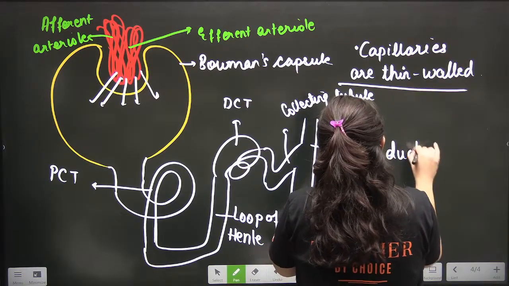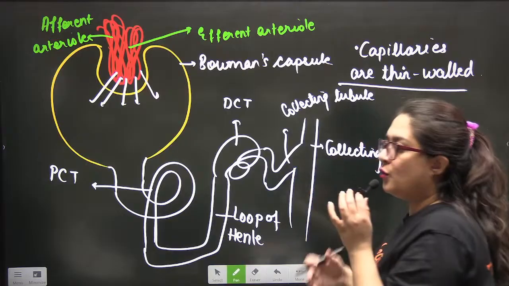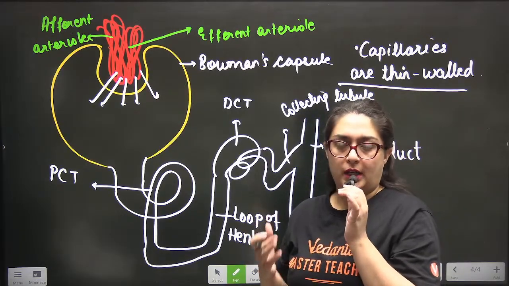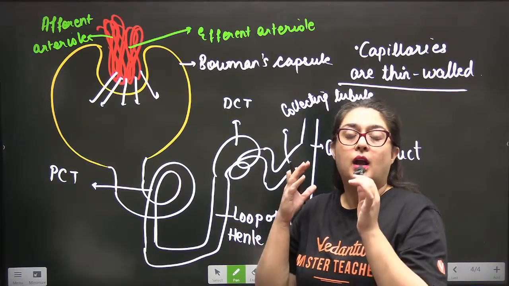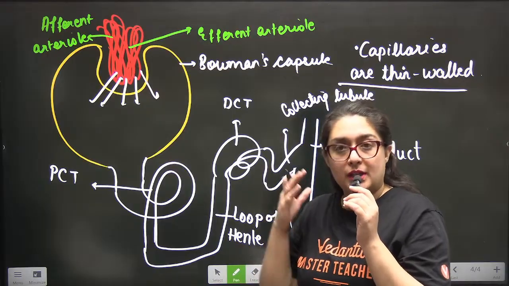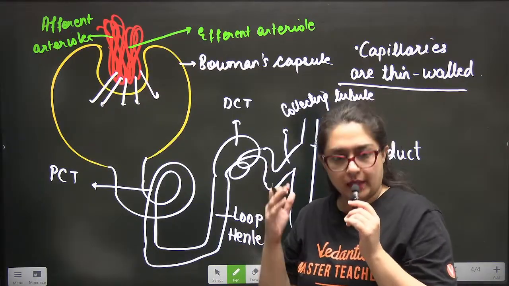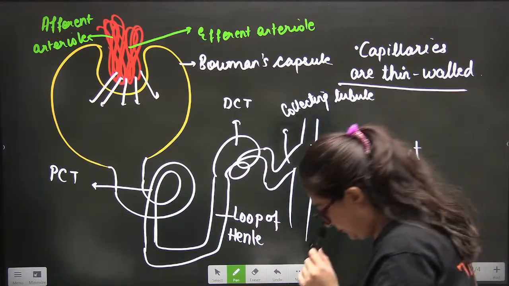So kidney not only deals with the removal of urea from the body, it also maintains the water and mineral balance inside the blood. So it is for osmoregulation.